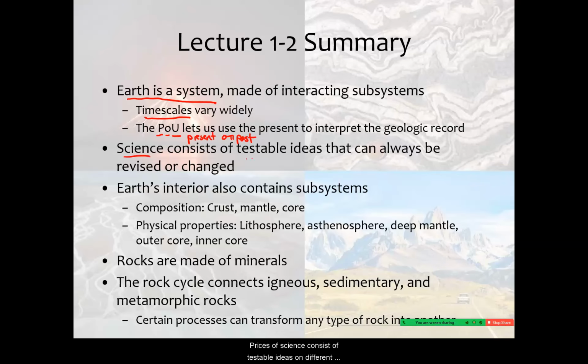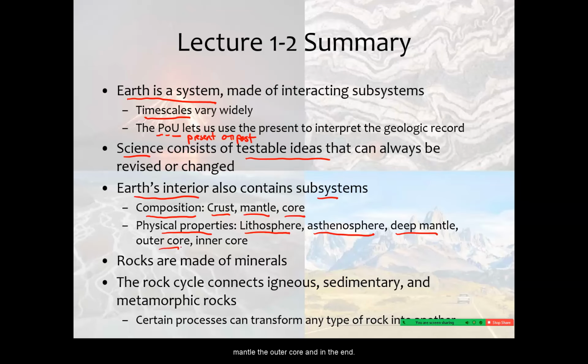The process of science consists of testable ideas on different scales, the most basic ones being hypotheses. We can always revise or change even the most entrenched ideas in science if we come up with new evidence that refutes those ideas. We talked a little bit about Earth's interior, both as a way to visit how that describes geology as a science, but also to look at the subsystems and the way in which layers in Earth's interior can be defined by composition or physical properties. We define it by composition: crust, mantle, and core. If we define it in terms of physical properties, it's the lithosphere, asthenosphere, the deeper mantle, the outer core, and then the inner core. If you don't remember those pieces, go back and revisit that video.